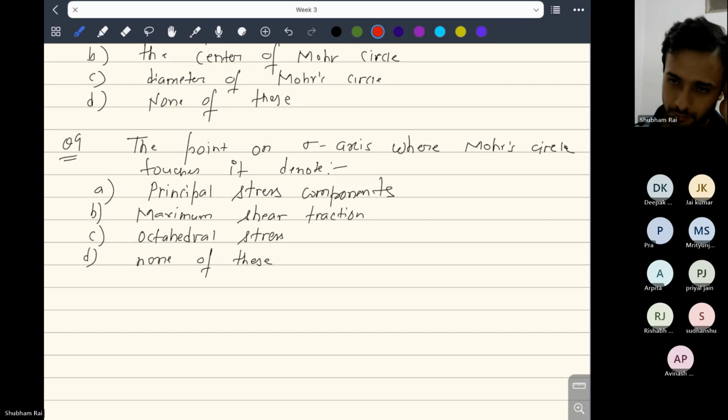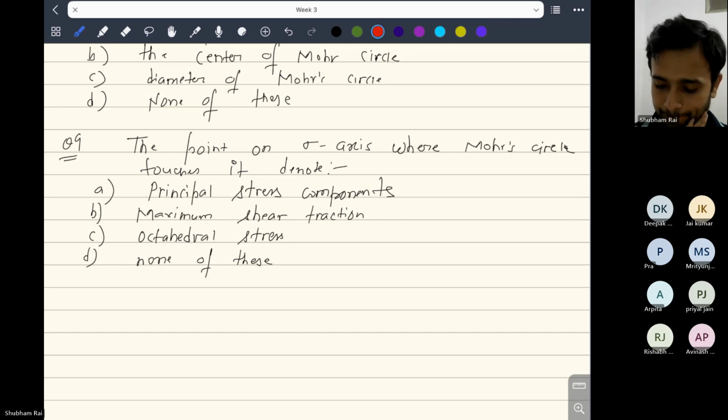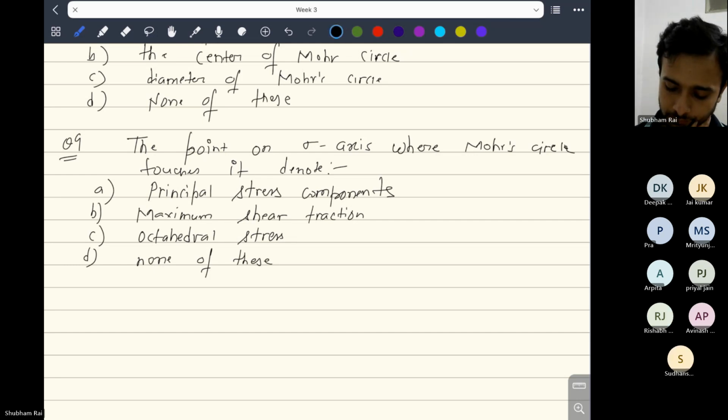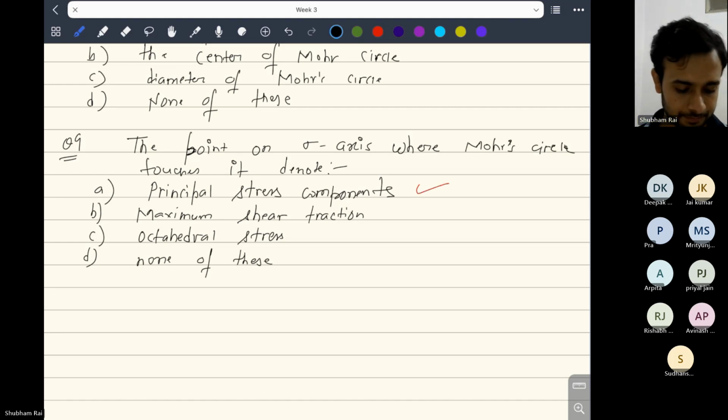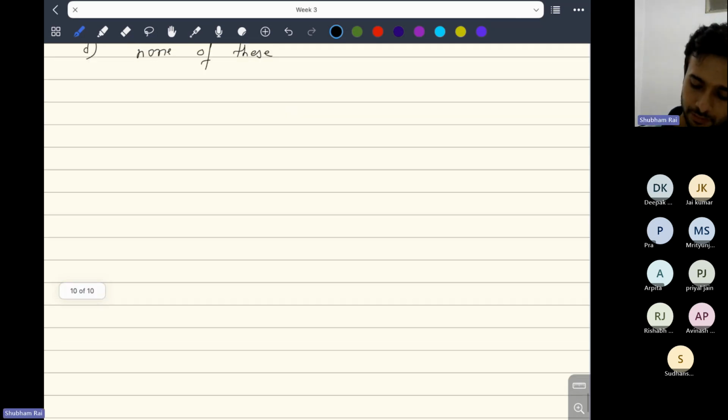Okay. So the point on sigma axis where Mohr circle touches it. So Mohr circle touches the x-axis where your stress values are equal to principal stress components. So that's why option A will be correct. Let's go to question number 10.